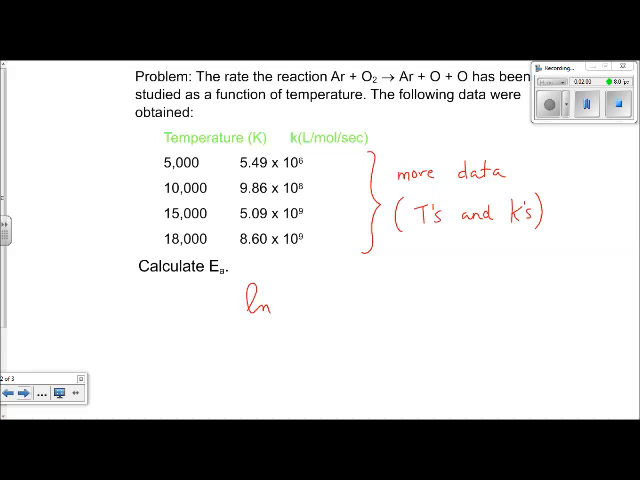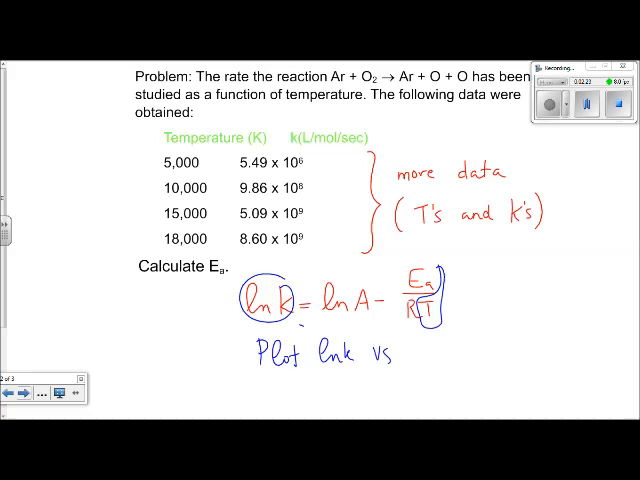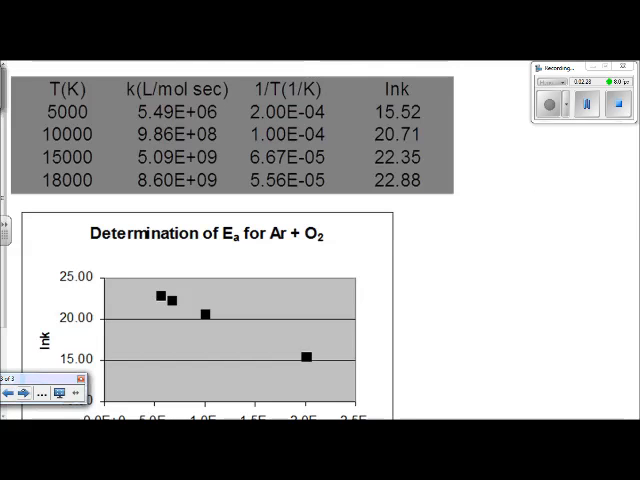Start with the Arrhenius equation again to see exactly what we want to plot. Ln K is equal to ln A minus EA over RT. So on our y-axis, we're going to plot ln K. That's our dependent variable. And what we're changing, so what we would plot on the x-axis, would be 1 over T, 1 over the temperature. In such a plot, the slope would be equal to minus EA over R.